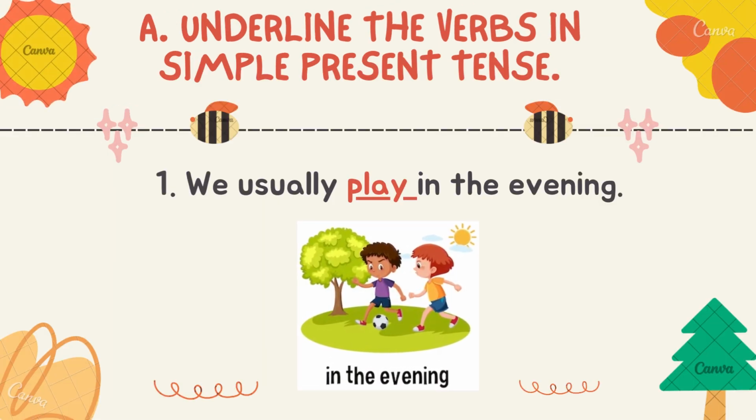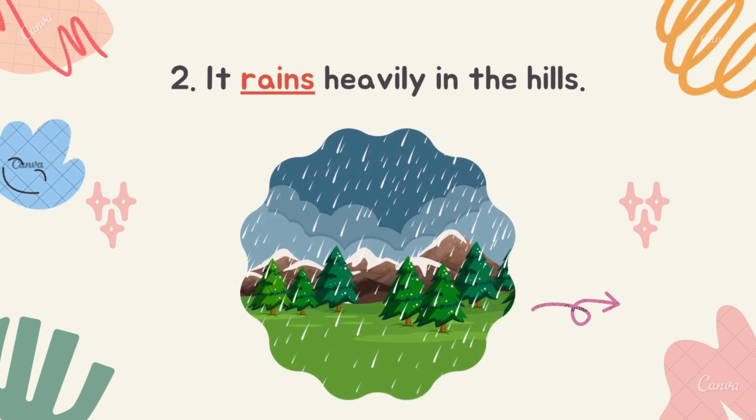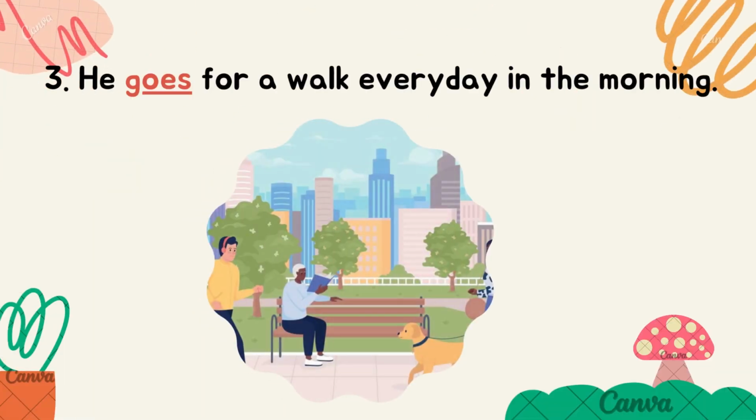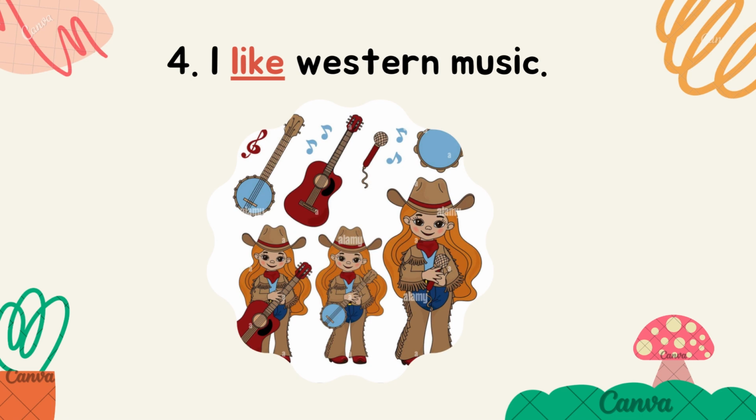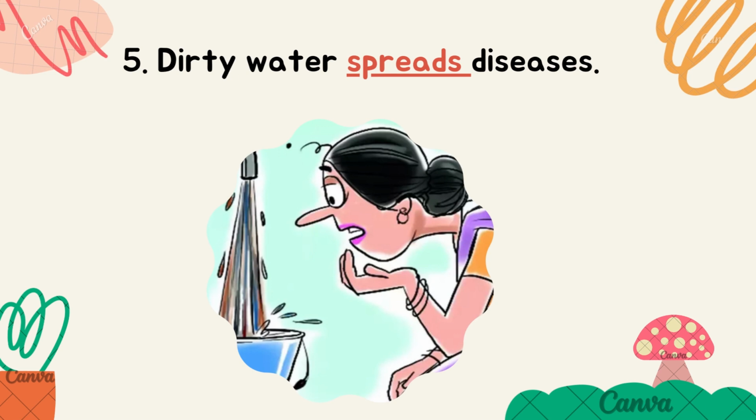A. Underline the verbs in simple present tense. 1. We usually play in the evening. 2. It rains heavily in the hills. 3. He goes for a walk every day in the morning. 4. I like Western music. 5. Dirty water spreads diseases.